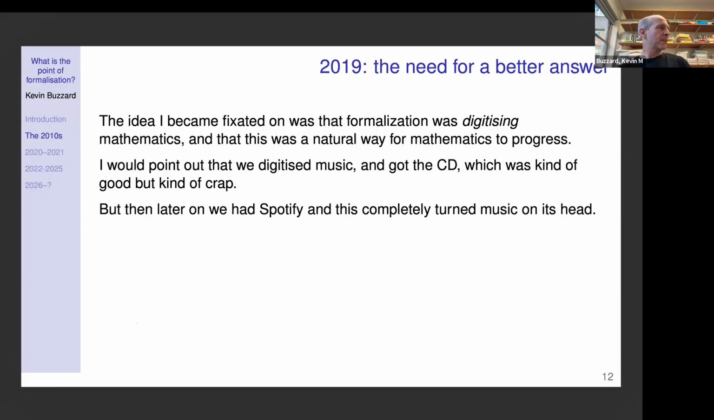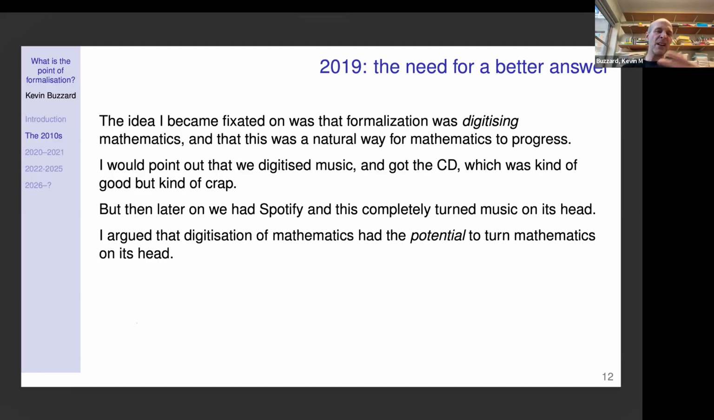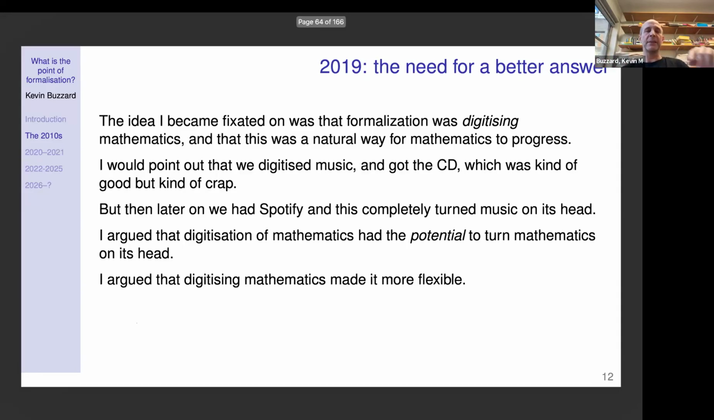And I've got 200 pieces of vinyl, literally 6 feet to the left of me over there, that just sit in my office and never get listened to because I don't even have a record player anymore. And if I want to listen to one of those pieces of vinyl, I just find it on Spotify. So I argued that digitization of mathematics was just the same, right? Well, I don't quite know why we're doing it, but the answer's coming, and the answer will turn mathematics on its head, right? That was the idea.